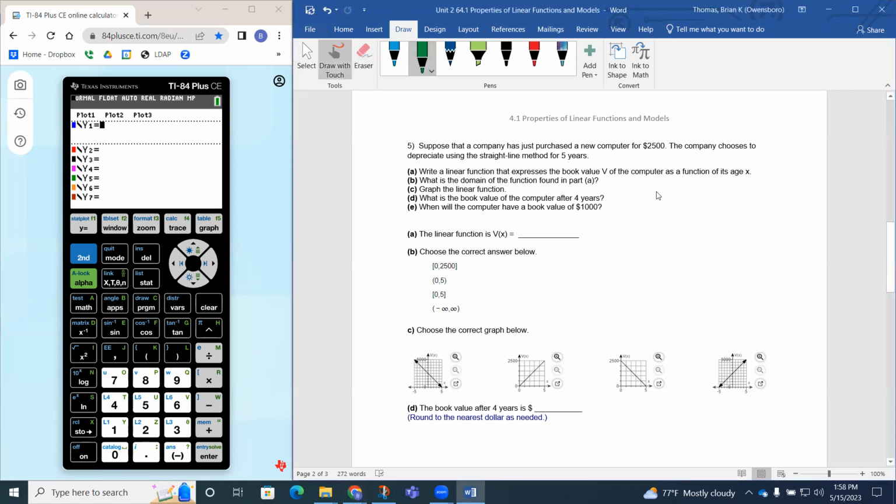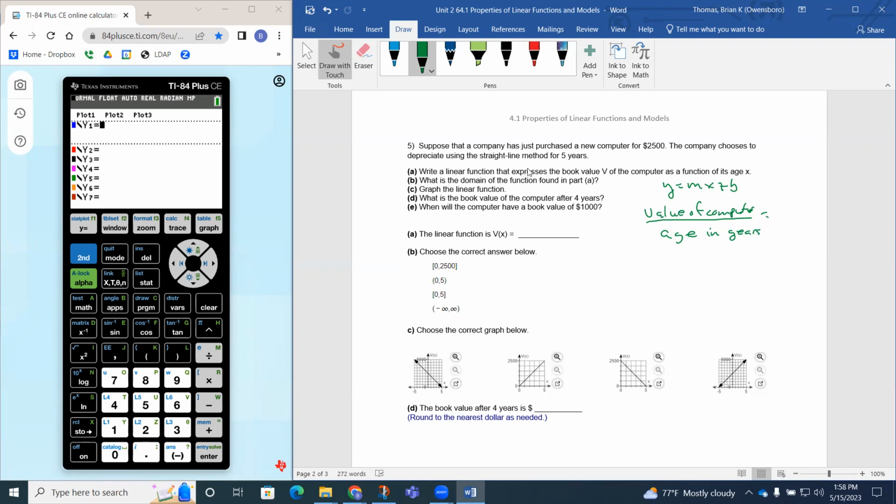So again, a linear function is the form of y equals mx plus b. So m stands for the change in y over the change in x, where our y is the output, which actually would be the value of the computer. And the input is the number of years that have gone by, so age in years.